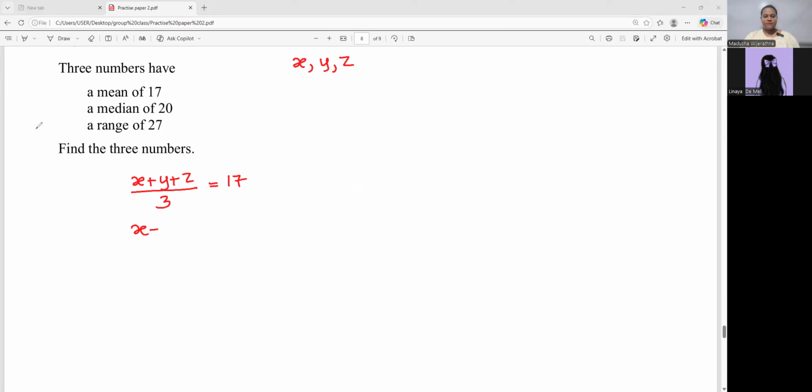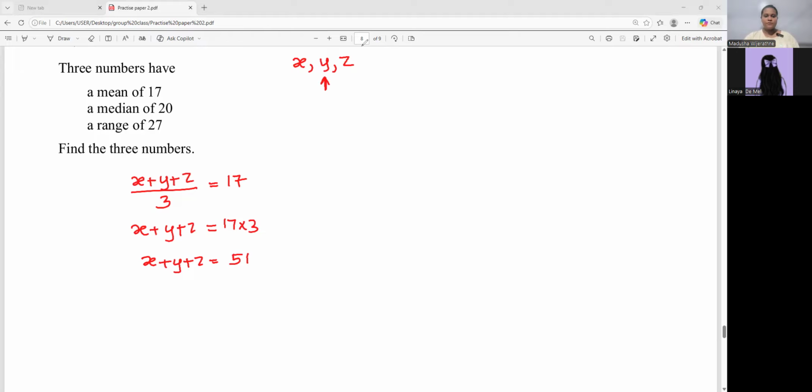x plus y plus z. I am going to take this 3 to the other side. It goes as multiplication, 17 times 3. There are 3 unknowns, so I need 3 equations. 17 times 3: 7 times 3 is 21, so it is 51. Median is 20. Since there are 3 numbers, the middle value.